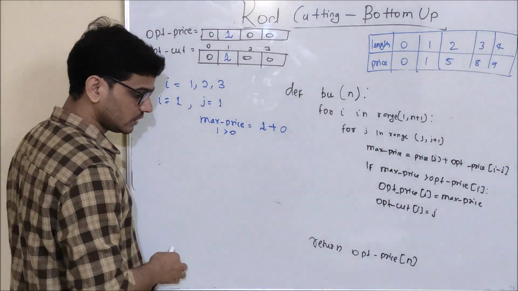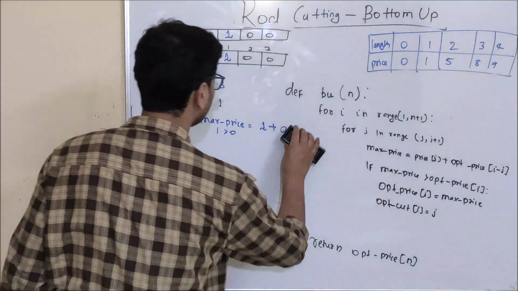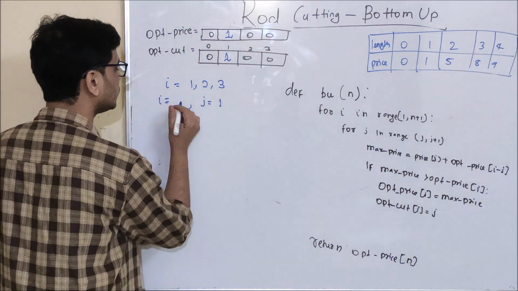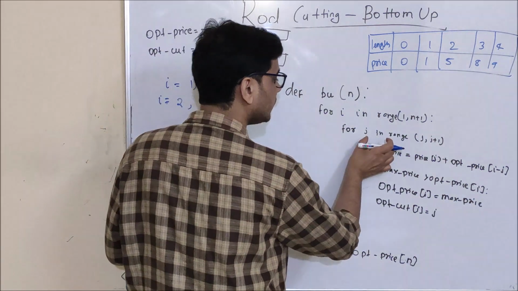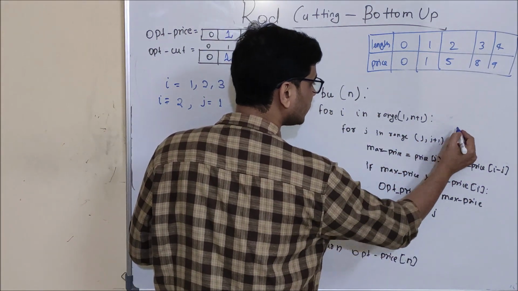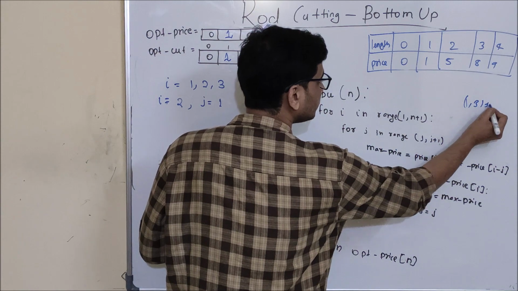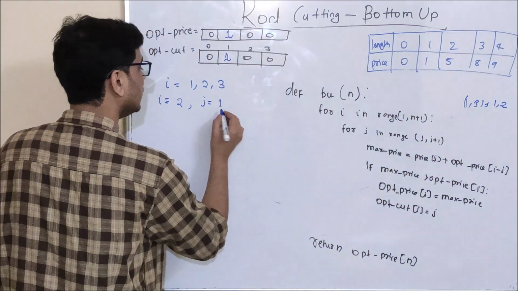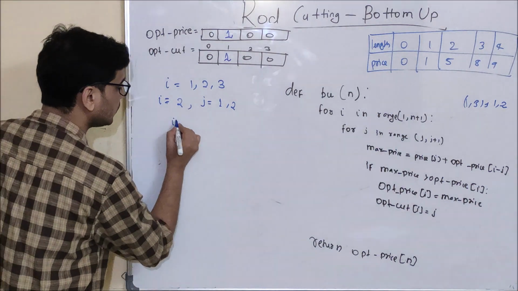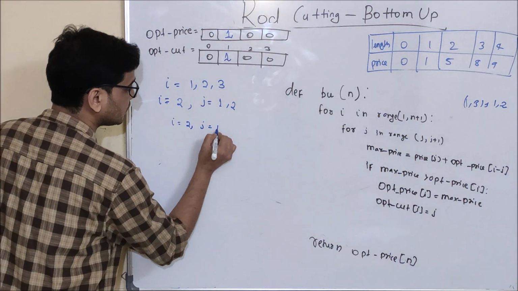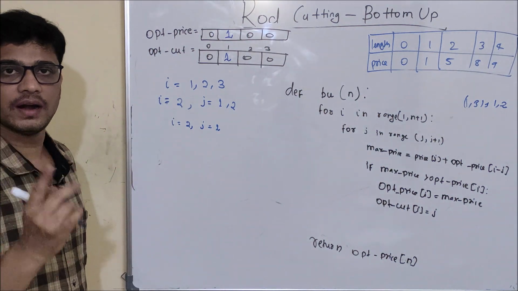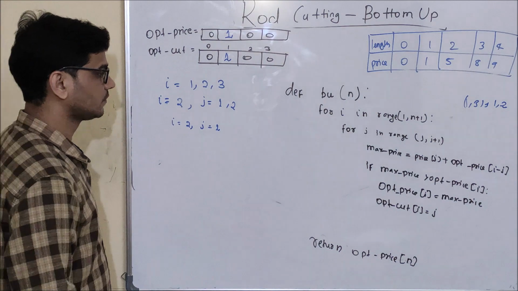Okay. Now see what is going to happen when i is equal to 2. When i is equal to 2, j will run in range 1 to 2 plus 1, that is 1 to 3, which means 1 and 2. It will run for 1 and 2. Now let's see what will happen when i is equal to 2 and j is equal to 1. What do we mean by this? We have a 2 meter rod and we are giving it a 1 meter cut.